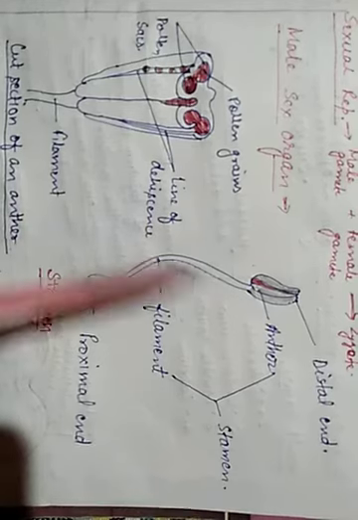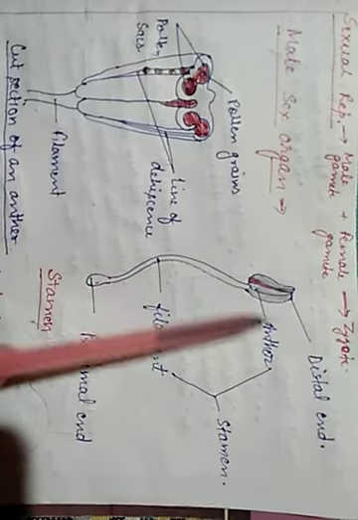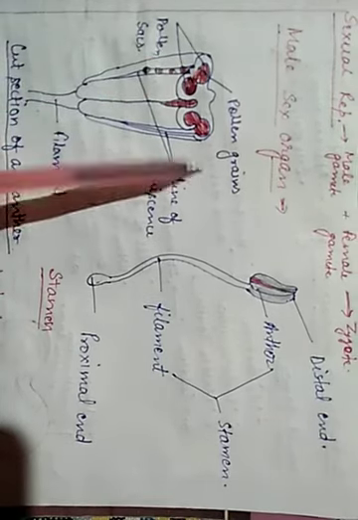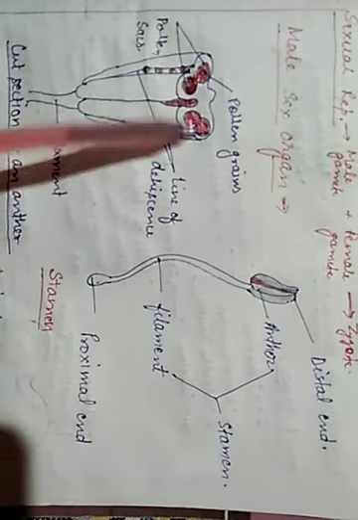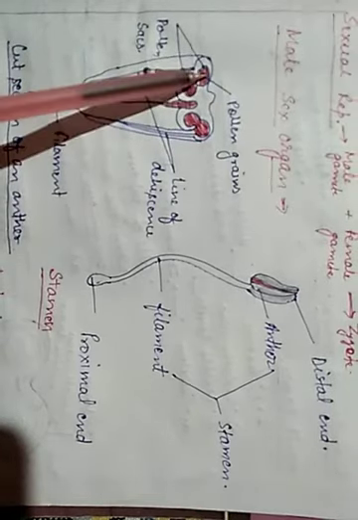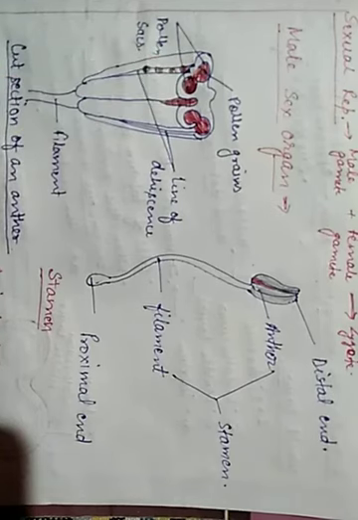Look at this. This is the structure of stamen. If we cut the TS of this anther, we will get this particular structure. Here, these red dotted structures are known as microsporangium. So today we will study about these microsporangiums.